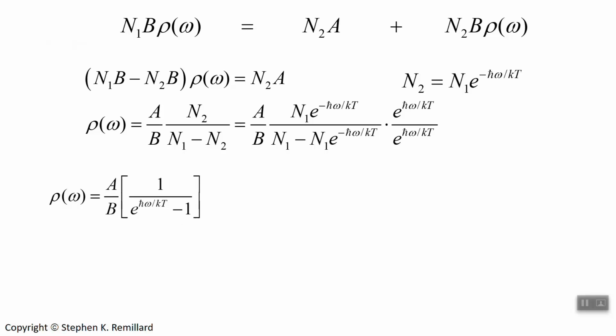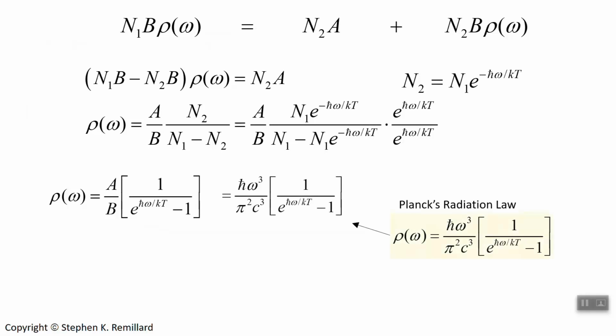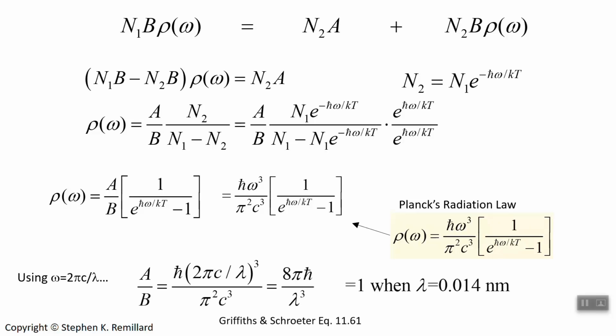Equate this to the Planck radiation law from before in order to eliminate the exponential term in the brackets, and you have an expression now for A over B. Using the statement that angular frequency omega is 2 pi c over lambda, it's better to be talking about wavelength than angular frequency in the end. That's a nice simplification. And you have that A over B is 8 pi h bar over lambda cubed. A very simple relationship then between the Einstein A and Einstein B coefficients.